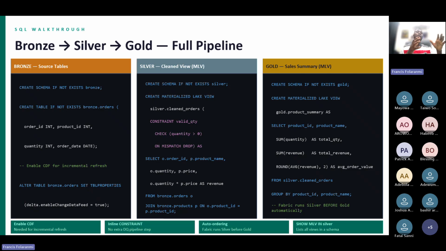So let's look at this SQL walkthrough, and this is what we are going to be implementing today with Materialized Lakeview. For our source system, we are going to be creating a bronze schema. Remember, one of the things with Materialized Lakeview is that you must be using a lakehouse that is schema enabled, right? So we are going to be creating a schema called the bronze schema. And in that schema, we are going to have two tables: our products table and also our order table.